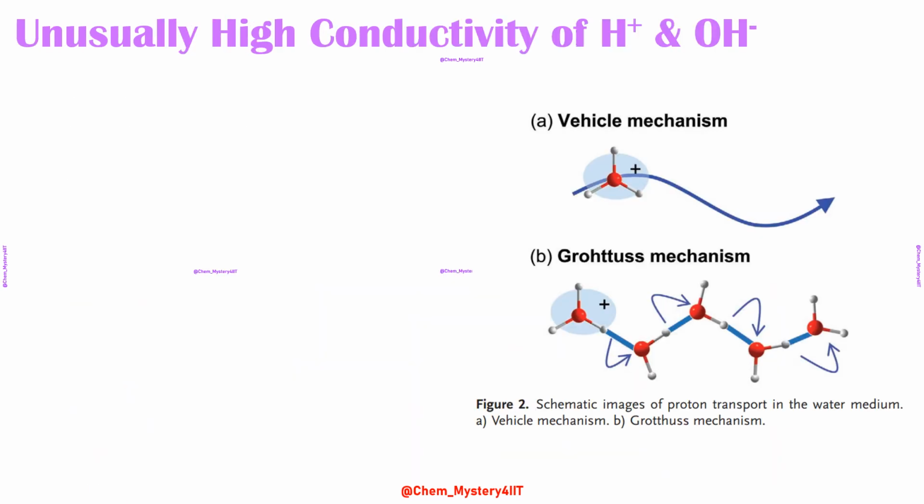Here we go. We call this a different mechanism. In the first case, when the rest of the normal ions are moving, they are basically getting transported from one place to another. That we call the vehicle mechanism. For H plus ions and OH minus ions, this is not the vehicle mechanism; they are not actually getting transported from one place to another. This is called Grotthuss mechanism, where something different is happening. We'll see what the case is.